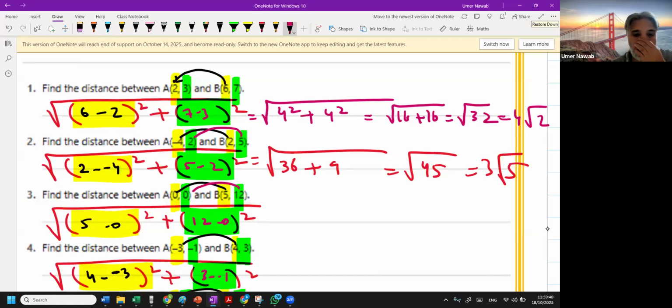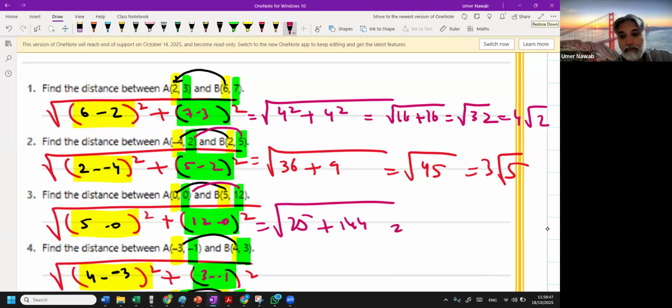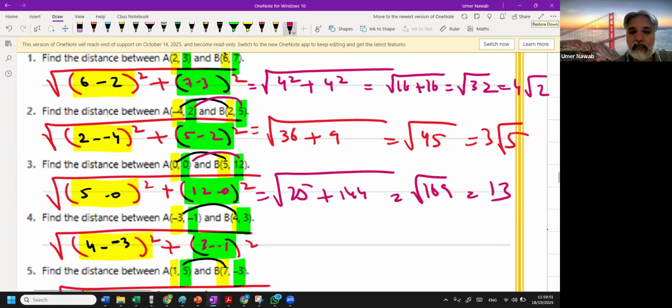Can I do the next one now? So this gives me 5 squared, which is 25. 12 minus 0 is 12, squared is 144. And 144 plus 25 is going to give me 169. And the square root of 169 is 13.